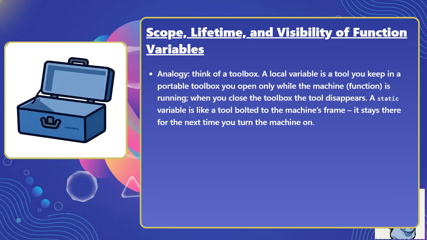Analogy: think of a toolbox. A local variable is a tool you keep in a portable toolbox you open only while the machine, the function, is running. When you close the toolbox, the tool disappears. A static variable is like a tool bolted to the machine's frame. It stays there for the next time you turn the machine on.